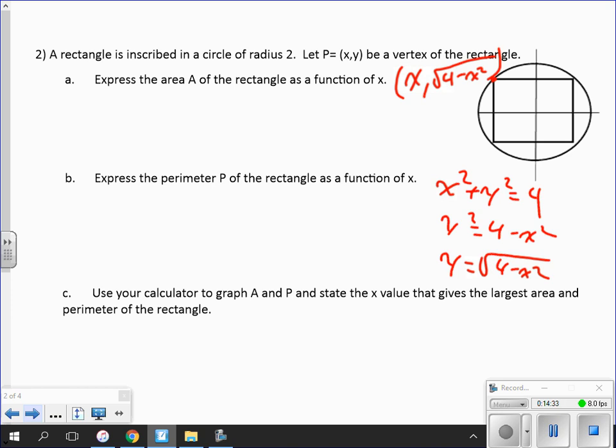Now I need to come up with a formula for the area of the rectangle in terms of x and y. So what is the area of a rectangle? Length times width, right? Area of a rectangle is length times width. So I need to figure out a formula in terms of x and y for the length and width.